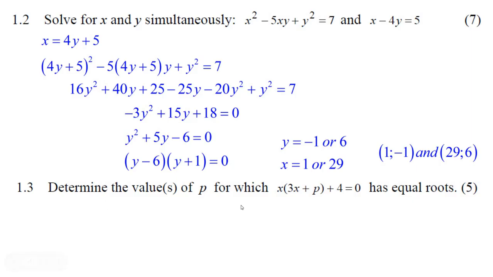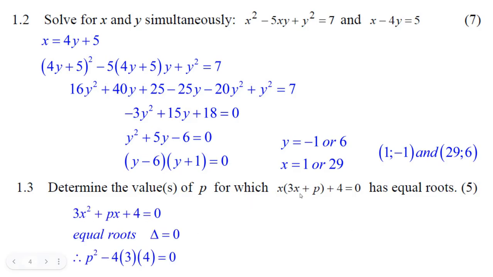Now it says determine the values of p for which this thing has equal roots. Well, what we have to do is put this like a quadratic equation. And when they say equal roots, that means delta, that b squared minus 4ac equals 0. So that's what you have to do. Put it in 3x squared plus p times x plus 4. Your a is 3, your b is p, and your c is 4. So it's b squared, p squared, minus 4 times a times c, times 4. That's the equation, and you want it to equal 0. If it equals 0, it means you have equal roots. You only have one solution.